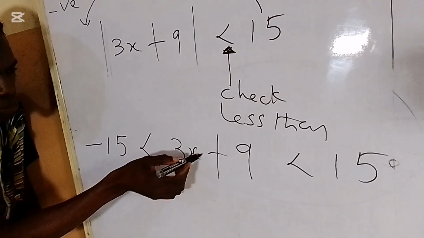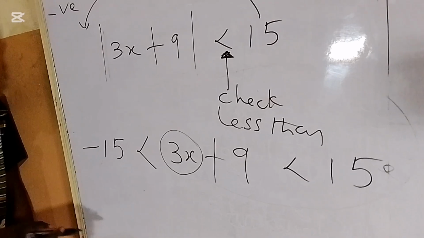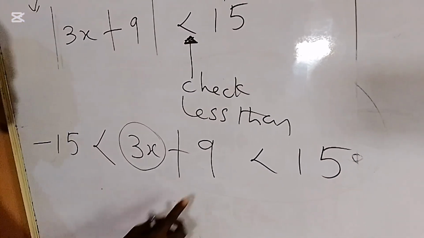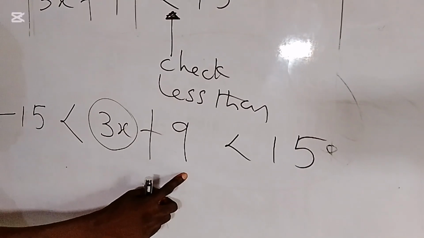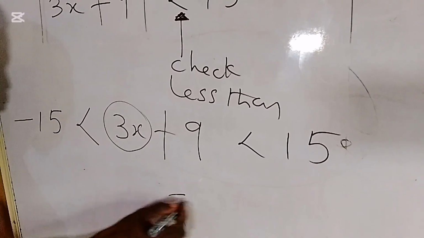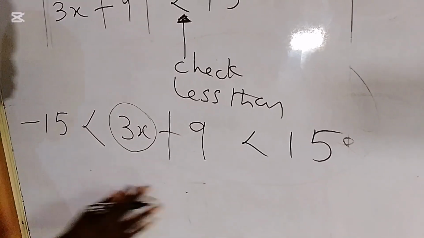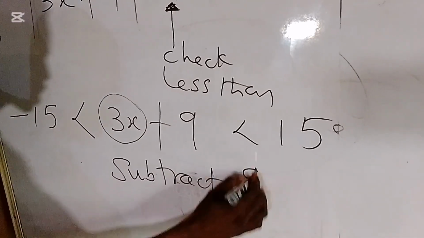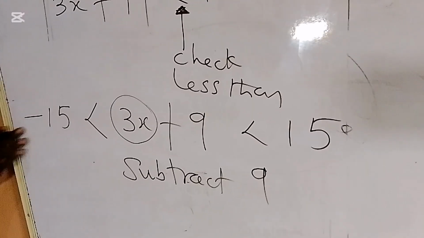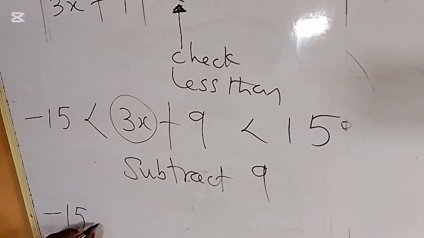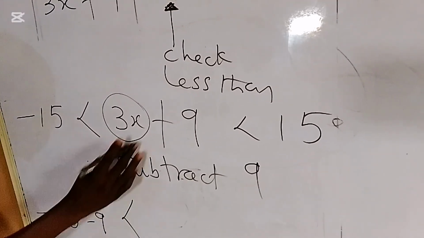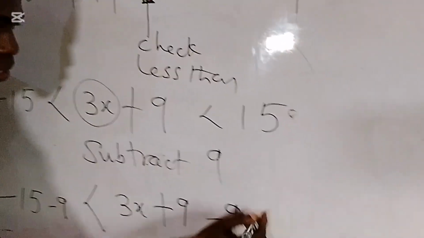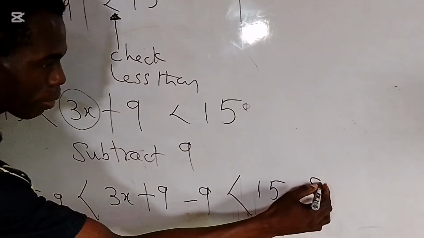I'm looking for x, right? So what I will do now is remove 9. Now, how do you think I'm going to remove 9? This is plus 9, so the only way I can remove 9 is to subtract 9. So I'm going to subtract 9 everywhere. Let me start from here. I have minus 15 minus 9. Then the second part, that is 3x plus 9 minus 9. What about this other part? That is 15 minus 9.